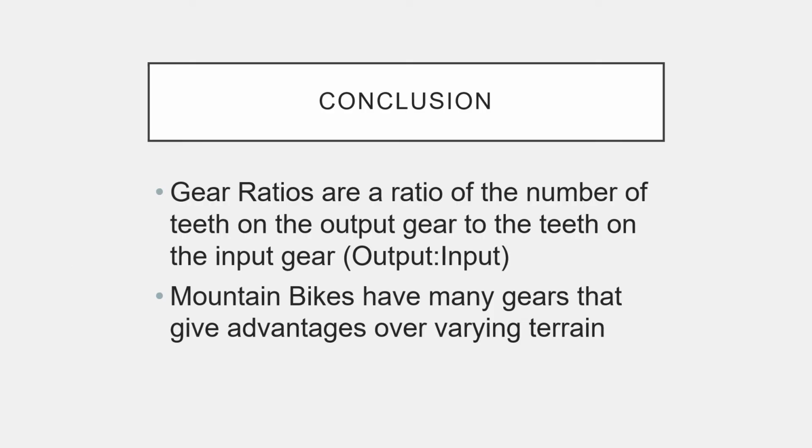In conclusion, gear ratios are a ratio of the number of teeth on the output gear to the teeth on the input gear. Mountain bikes have a wide variety of gears that you can choose from that change how much torque and how fast you can go, that give advantages over the varying terrain that you would have to travel on a mountain bike trail.